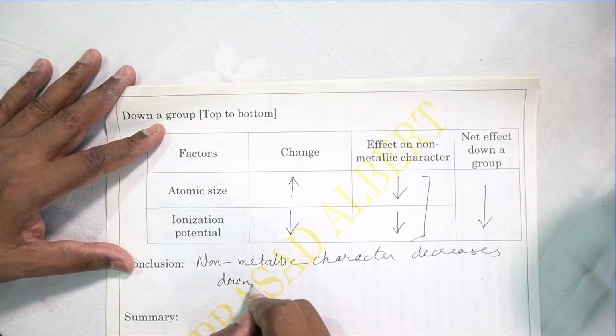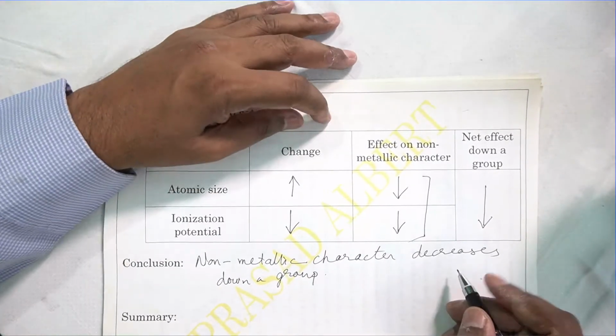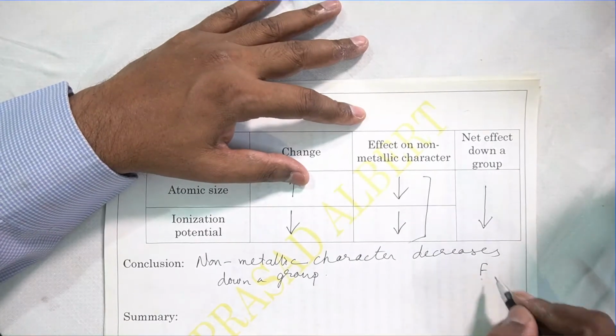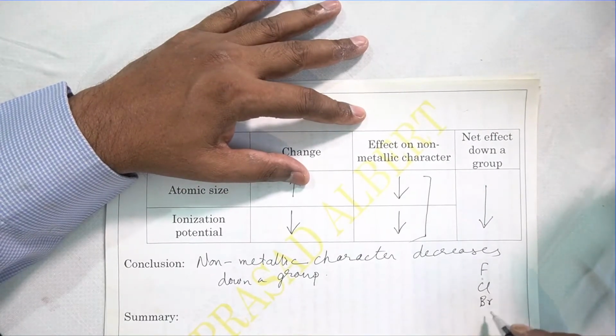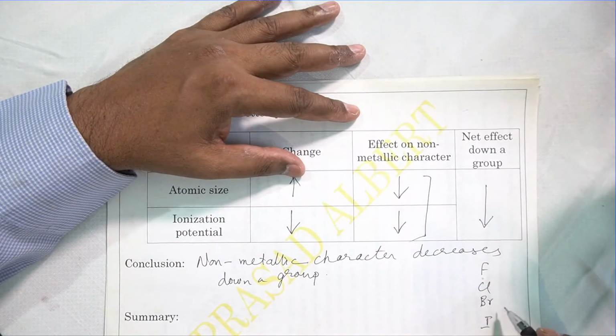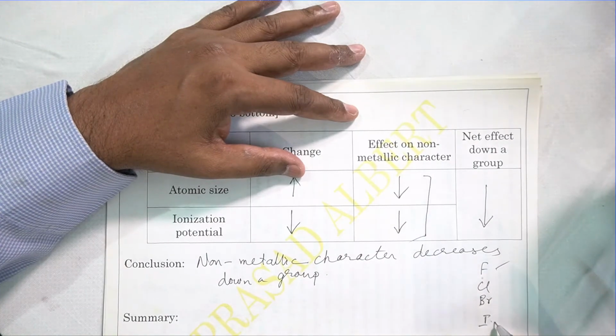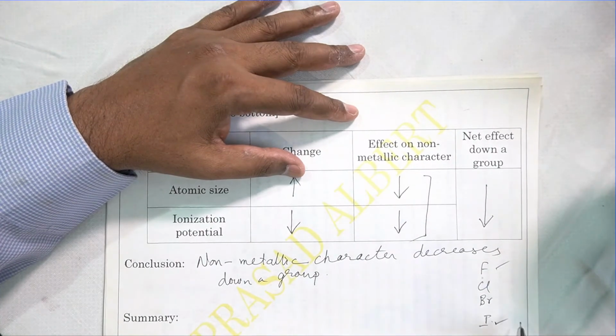Okay, so if you take any group, fluorine, chlorine, bromine, iodine, the most non-metallic element, where will it be? It will be on the top, and the least non-metallic is at the bottom. So you can understand that.